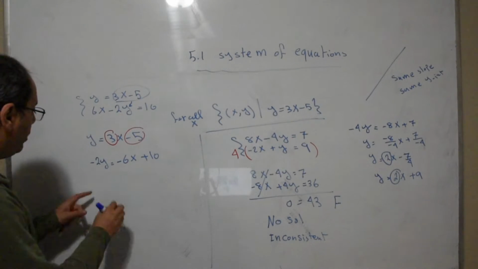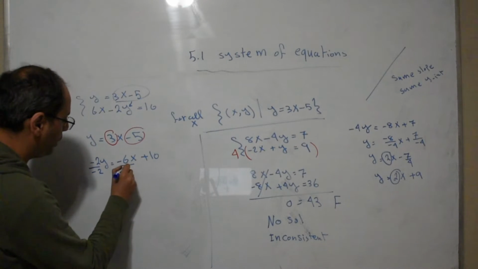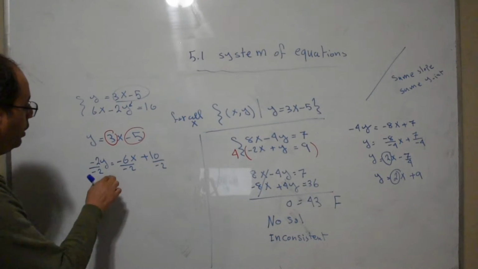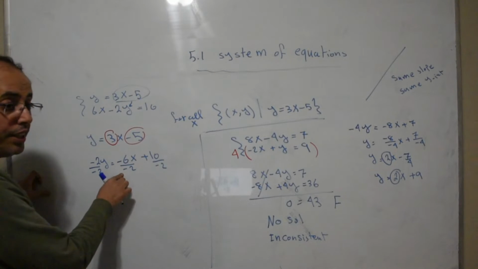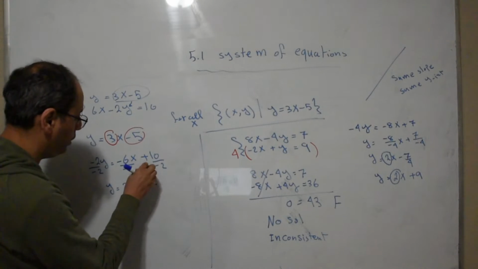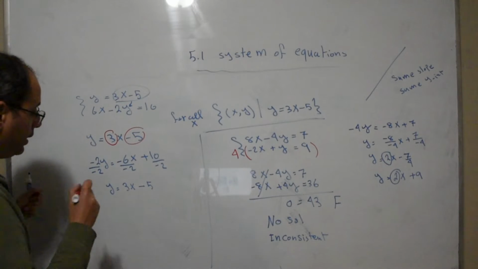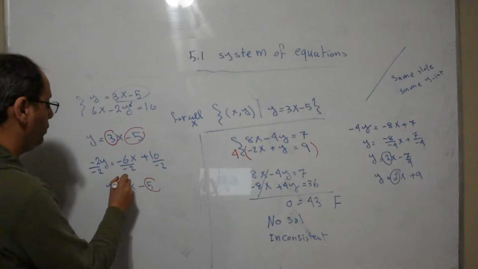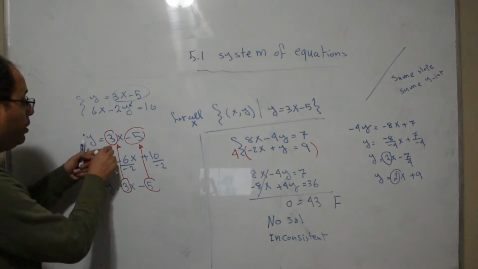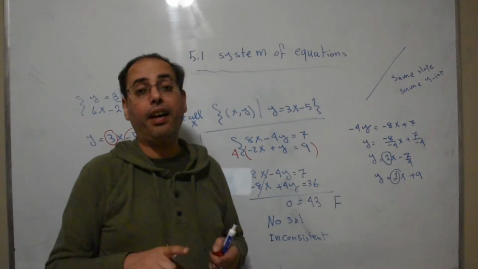Okay? Now, let's clean that, so I'm going to divide by negative 2. So I have y here. Negative 6 divided by negative 2, the negatives cancel out. 6 divided by 2 is 3x. Plus 10 over negative 2 is minus 5. And guess what? Same. So if I have the same slope, same y-intercept, then the two lines overlap and I have infinitely many solutions.